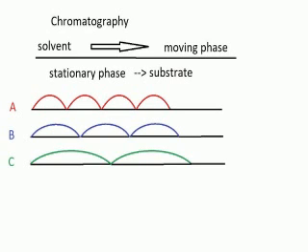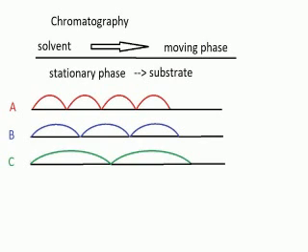If compound B has less of a tendency to interact with the substrate, then it won't get stopped and held on to as often or for as long as A will. And so it'll make more progress as the solvent carries it along. And finally, if C only weakly interacts with the substrate, it is only going to get caught for short periods of time and only occasionally. And so it'll spend most of its time going along with the solvent.